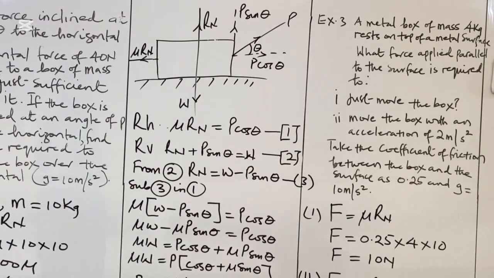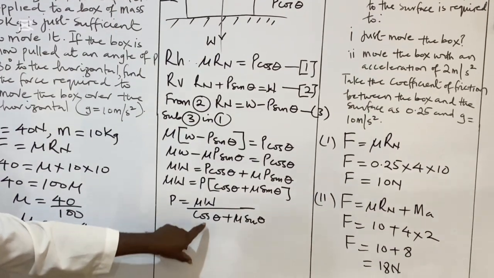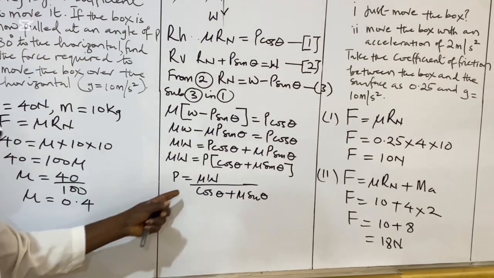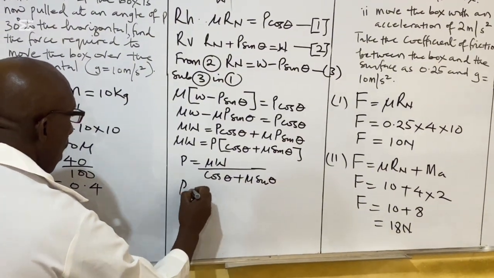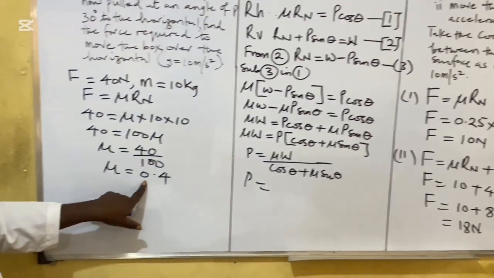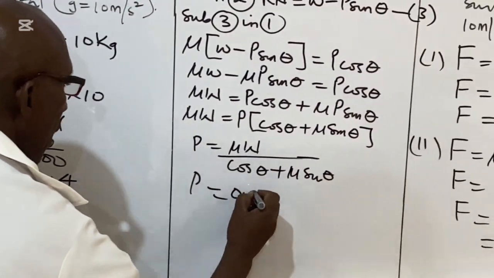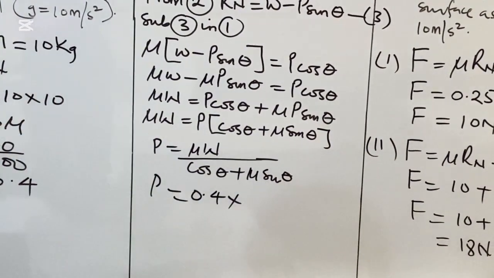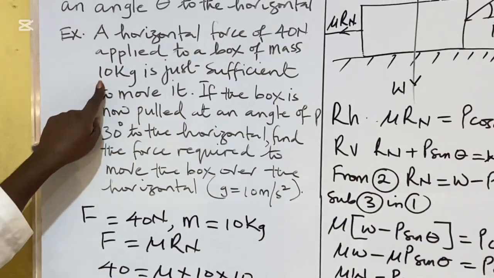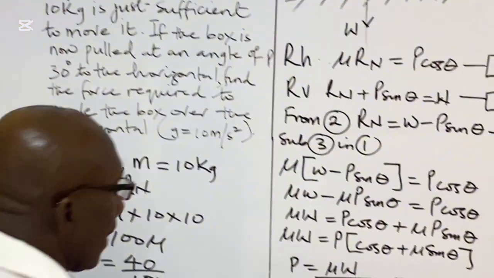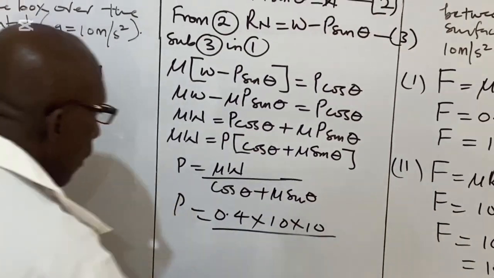Let us substitute the values of the constants we have here. So I will have P. Now we've been able to find the coefficient of friction as 0.4. So I'll put 0.4 times the weight. The weight is, we said the mass was 10, so 10 times g will give us 10 times 10.